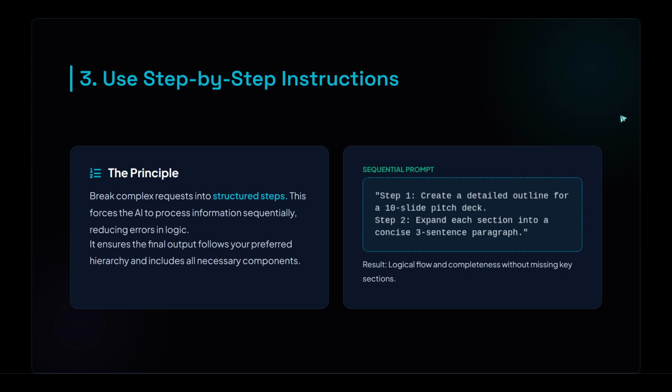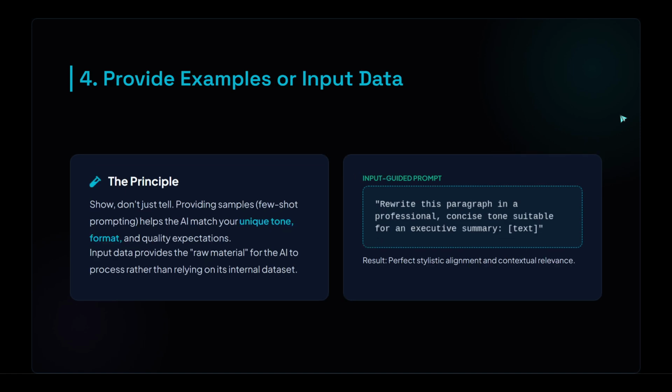After that, provide examples or input data. Samples are shortcuts to style and quality. If you want a particular voice, paste a short example and say, "Match this tone." If you want to rewrite, give the source text and a target style. Rewrite this paragraph in a professional tone, then paste the text. Concrete inputs help the model mirror your expectations, from formatting to readability.